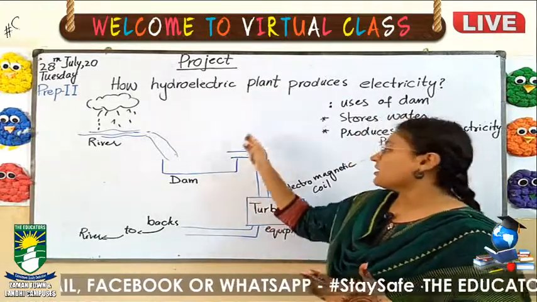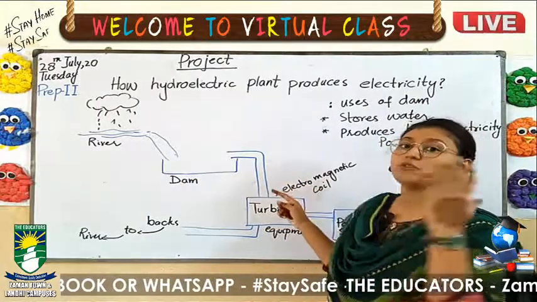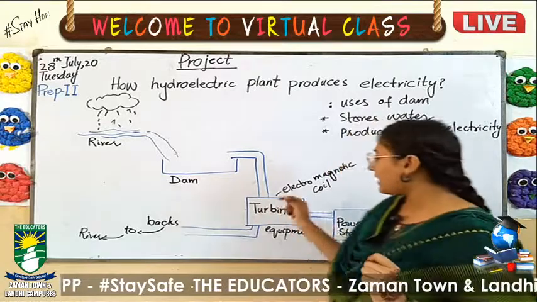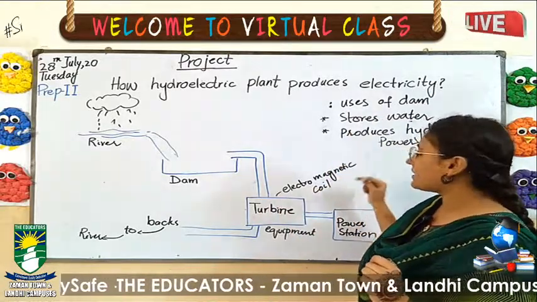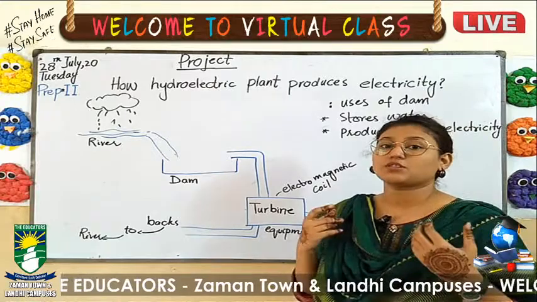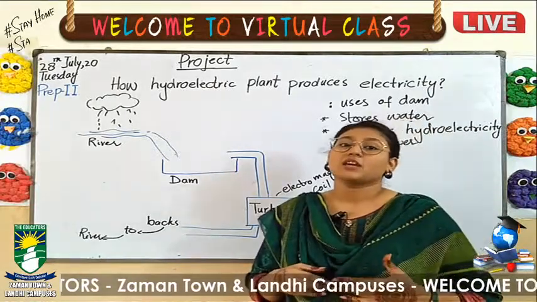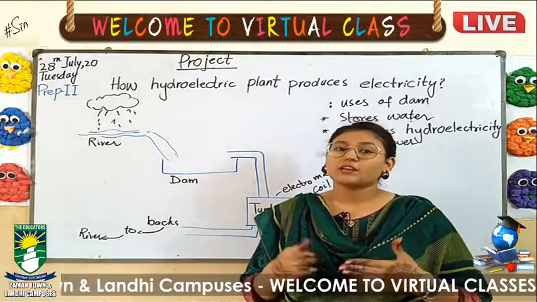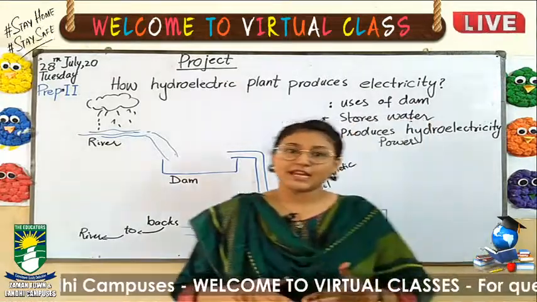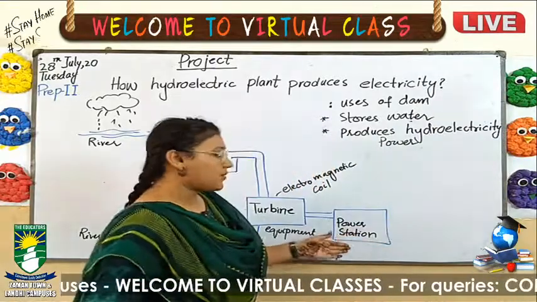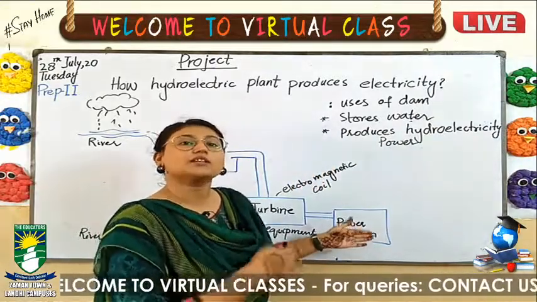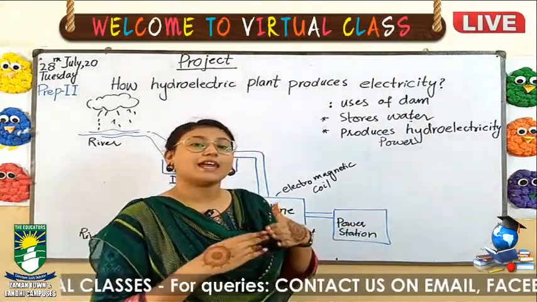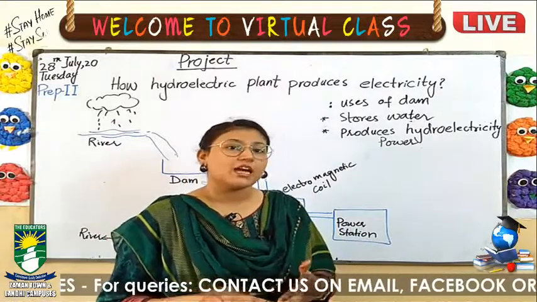the water falls with pressure onto the turbine, which is an equipment, and in the turbine there are electromagnetic coils made up of copper, and it produces hydro energy, and this hydro energy is converted into electricity, and it is sent to the power station, and from the power station it is transported to the city, or any different places where the electricity is required.